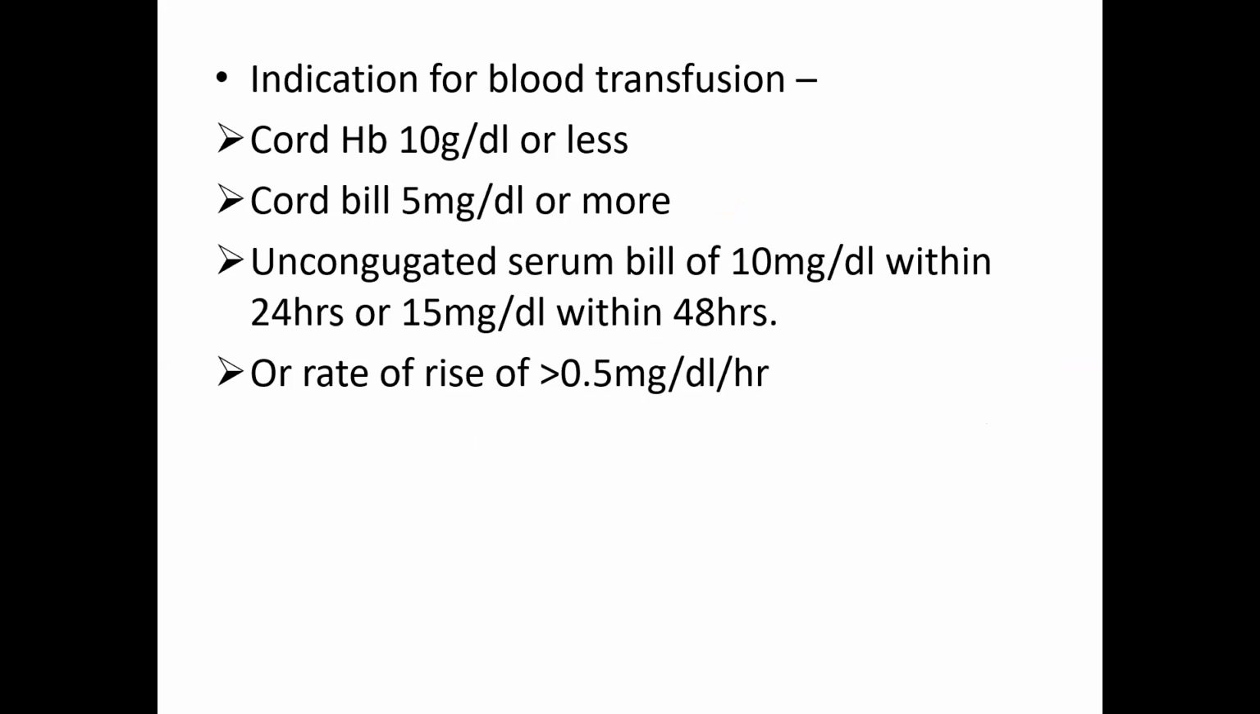Indications for blood transfusion: cord hemoglobin 10 mg per dl or less; cord bilirubin 5 mg per dl or more; unconjugated serum bilirubin 10 mg per dl within 24 hours or 15 mg per dl at 48 hours, or a rate of rise of 0.5 mg per dl per hour.